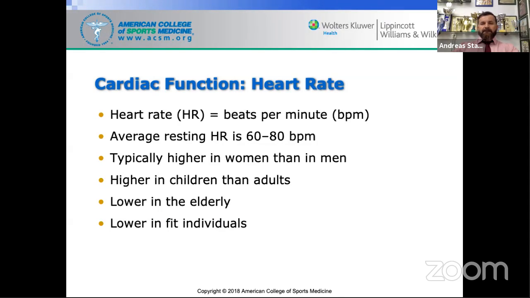Heart rate. What is the heart rate? It's how many beats per minute. Average resting heart rate at rest is between 60 and 80. It's higher in women. It's higher in children. It's lower in the elderly, older adults, and also it's lower in fit individuals. Why? Because their heart is more efficient, so it doesn't need to work as much in order to move the same amount of blood. Okay, that's what's happening in fit individuals.